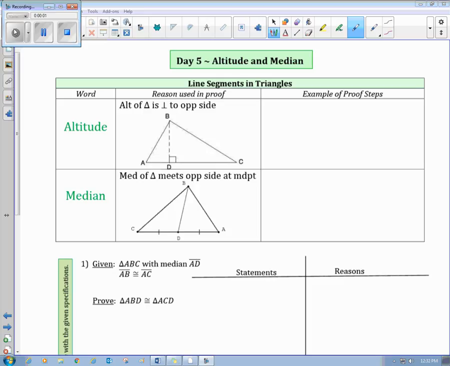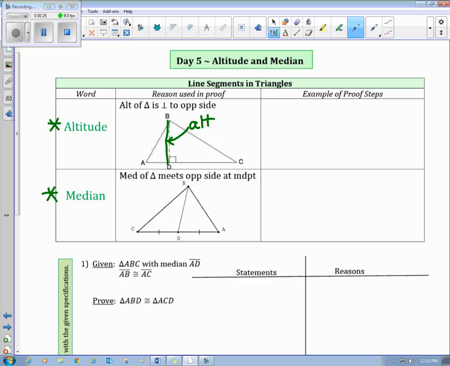Our Unit 5, Day 5, we're going to talk about two things that we've already talked about earlier this year. One of them is called an altitude, and one of them is called a median. So by definition, we've already talked about how if BD is the altitude in this first picture, it's going to be perpendicular to the opposite side. So this right here would be our altitude.